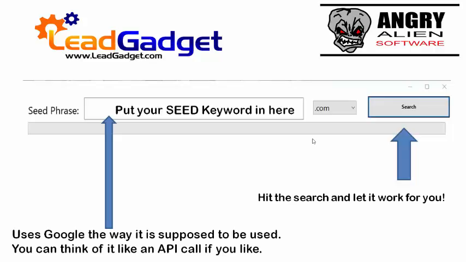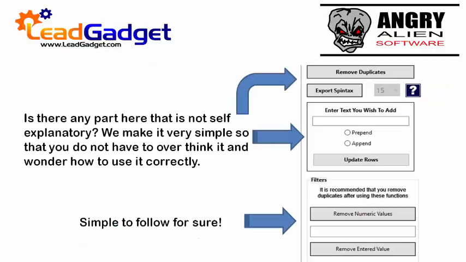Look, guys, this uses Google the way it's supposed to be. You can think of it like an API call. This really goes through and uses it the right way. And when you do a search for something, you're going to see what comes up, it's crazy. Then you're going to be able to use the rest of the buttons.